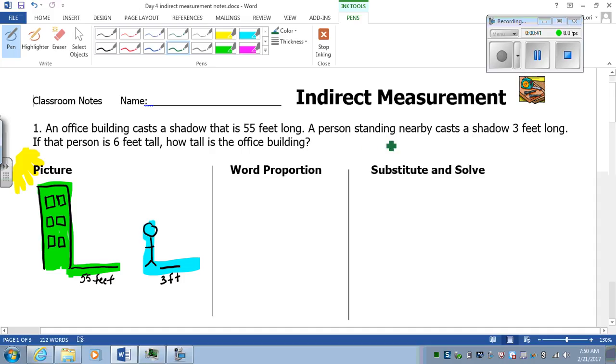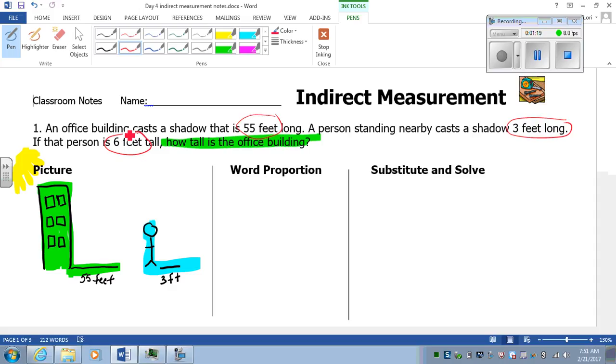A person standing nearby casts a shadow 3 feet long. If that person is 6 feet tall, how tall is the office building? So we are solving for the height of the office building. Notice that all of our units are in feet. We have 55 feet long as the length of the shadow, 3 feet long is the length of the shadow associated with the person, and 6 feet is the height of the person that's standing nearby. So that means we are solving for the height of the building in terms of feet.